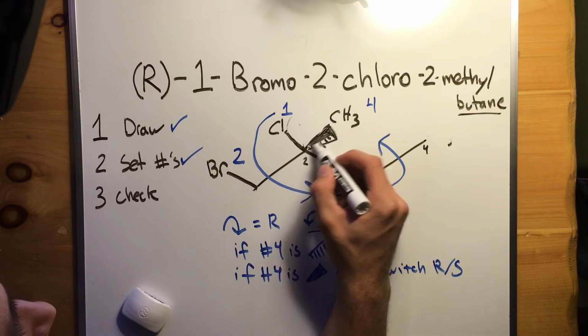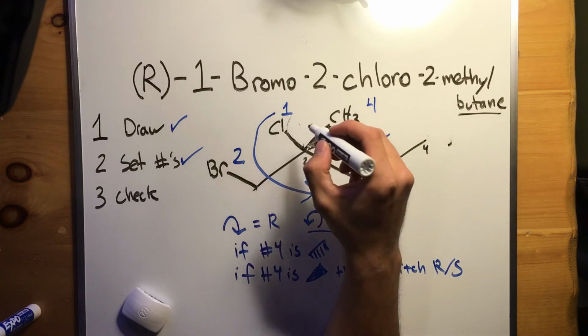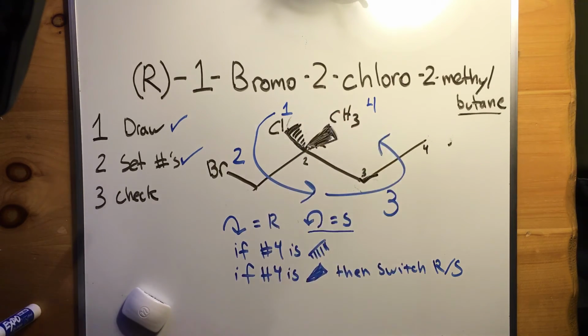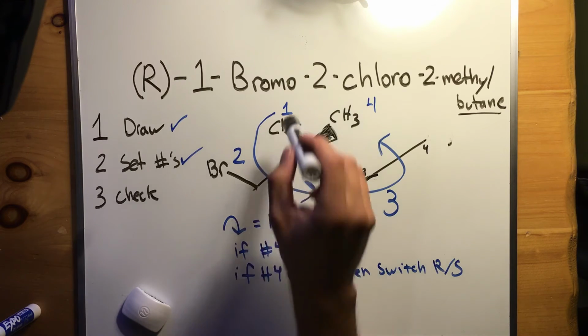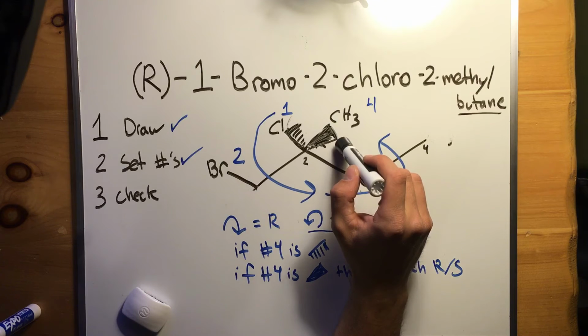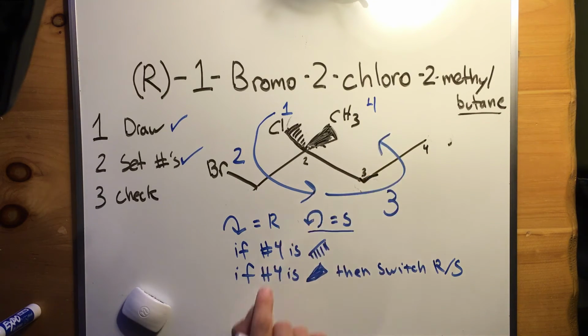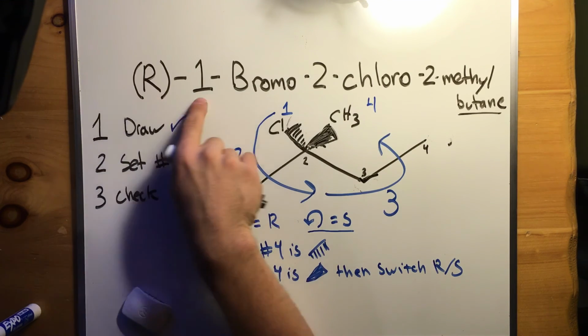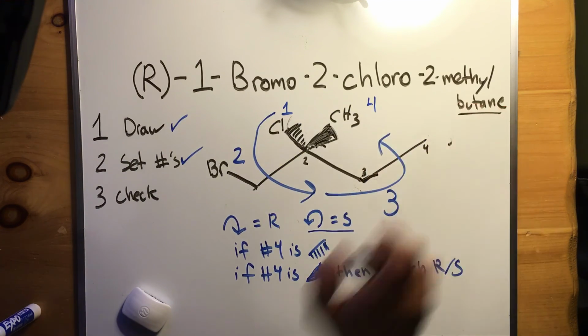So we need the methyl group to be out of the page and the chlorine to be into the page. Now our drawing stays the same. We still go 1, 2, 3, 4. But since methyl, our priority 4 group, is out of the page, then we switch our R and S. So our S becomes an R, and we get R-1-bromo-2-chloro-2-methylbutane.